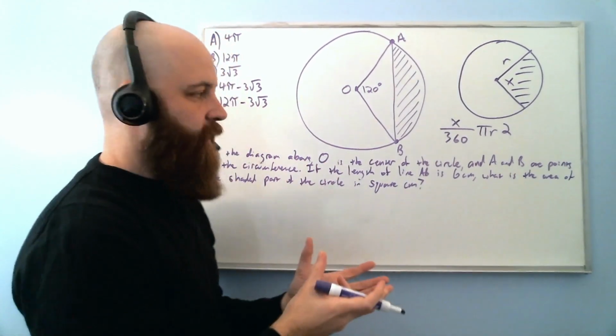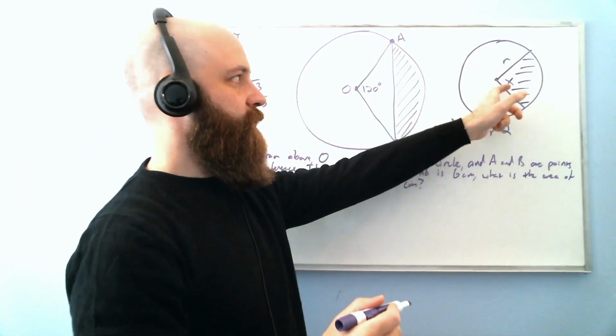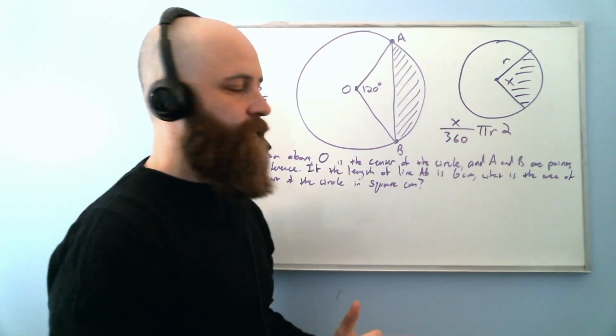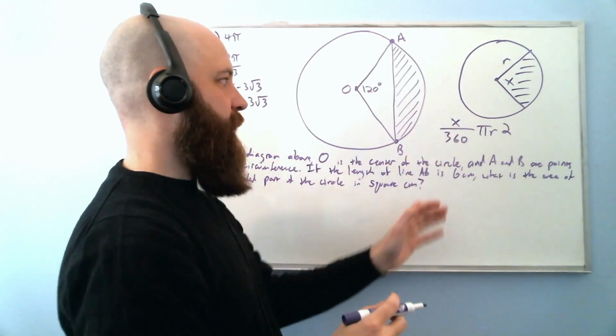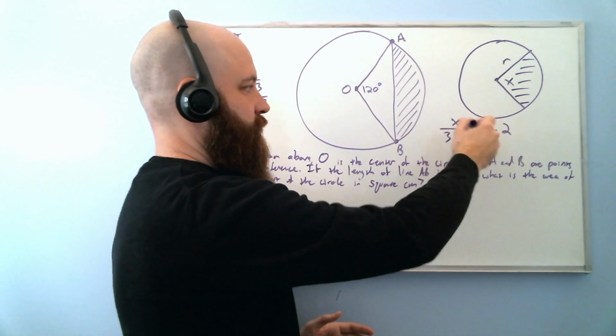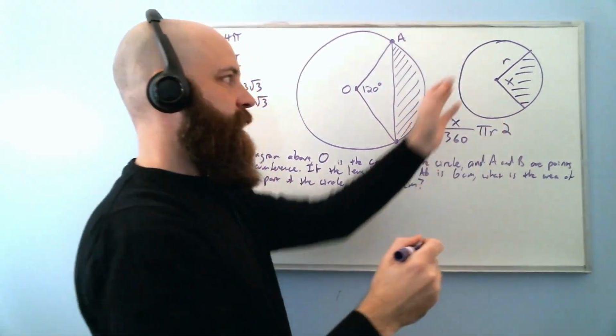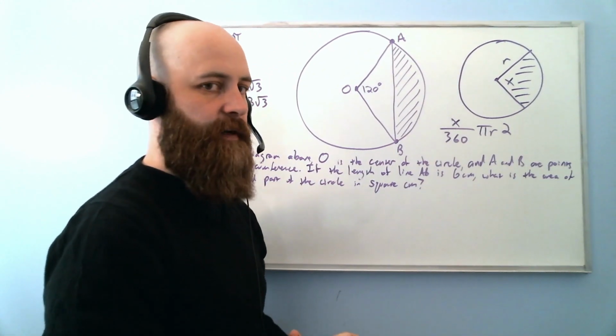Okay, so why does that make sense? Well, notice x over 360 is giving me the fraction of the circle that sector is taking up. The bigger x, the bigger the fraction, the smaller x, the smaller the fraction. So it makes sense to say that x over 360, the fraction of the circle that I'm dealing with, times the area of the whole circle gives me the area of just that sector.